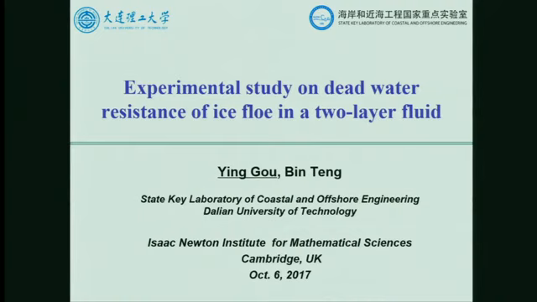This topic is about the dead water resistance on the ice floe and in a two-layer fluid. Actually, there is no theory and no mathematics in my topic. It is just some experiment data, and I hope it can be helpful as a reference for your theoretical or numerical studies.